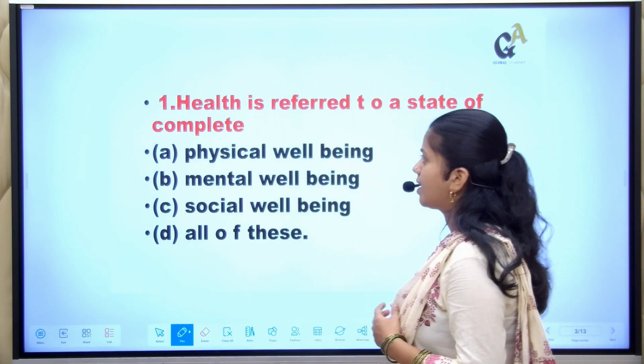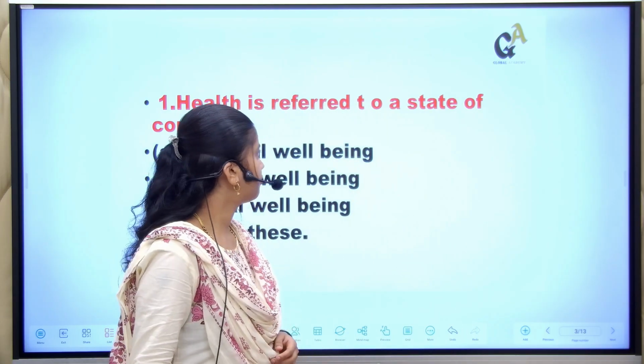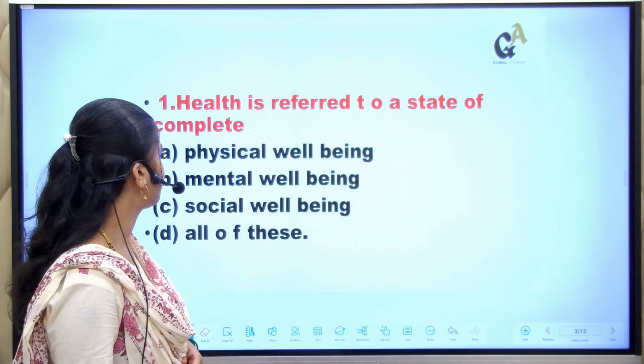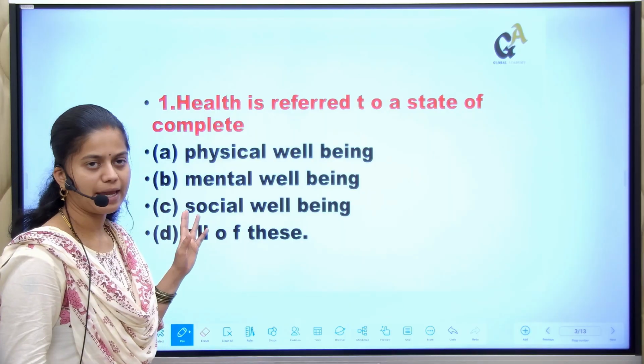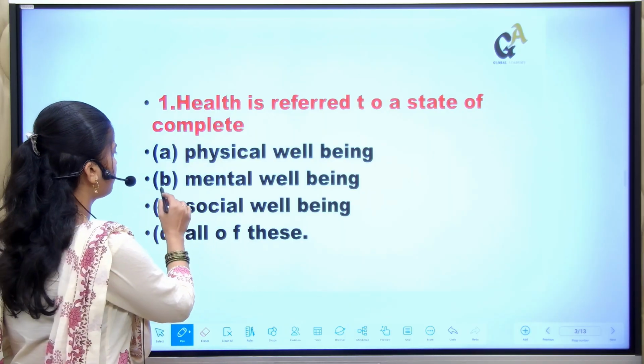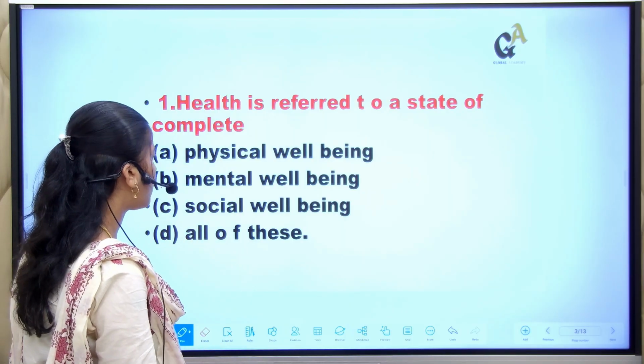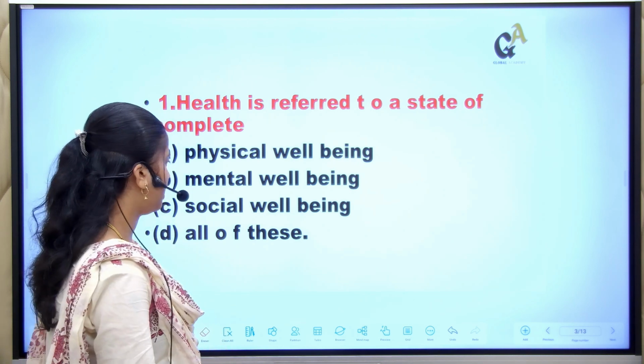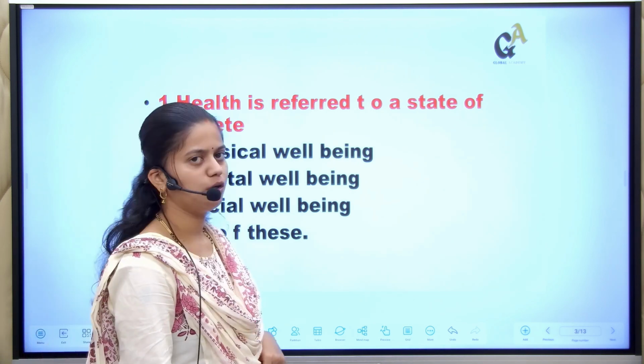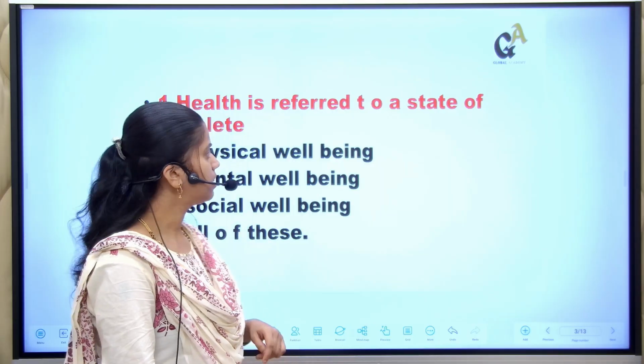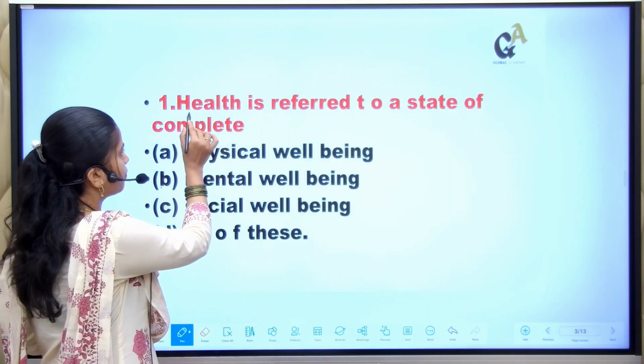Our first question: health is referred to a state of complete, option A, physical well being, option B, mental well being, option C, social well being, and option D, all of these. What they have asked here is the definition of health.